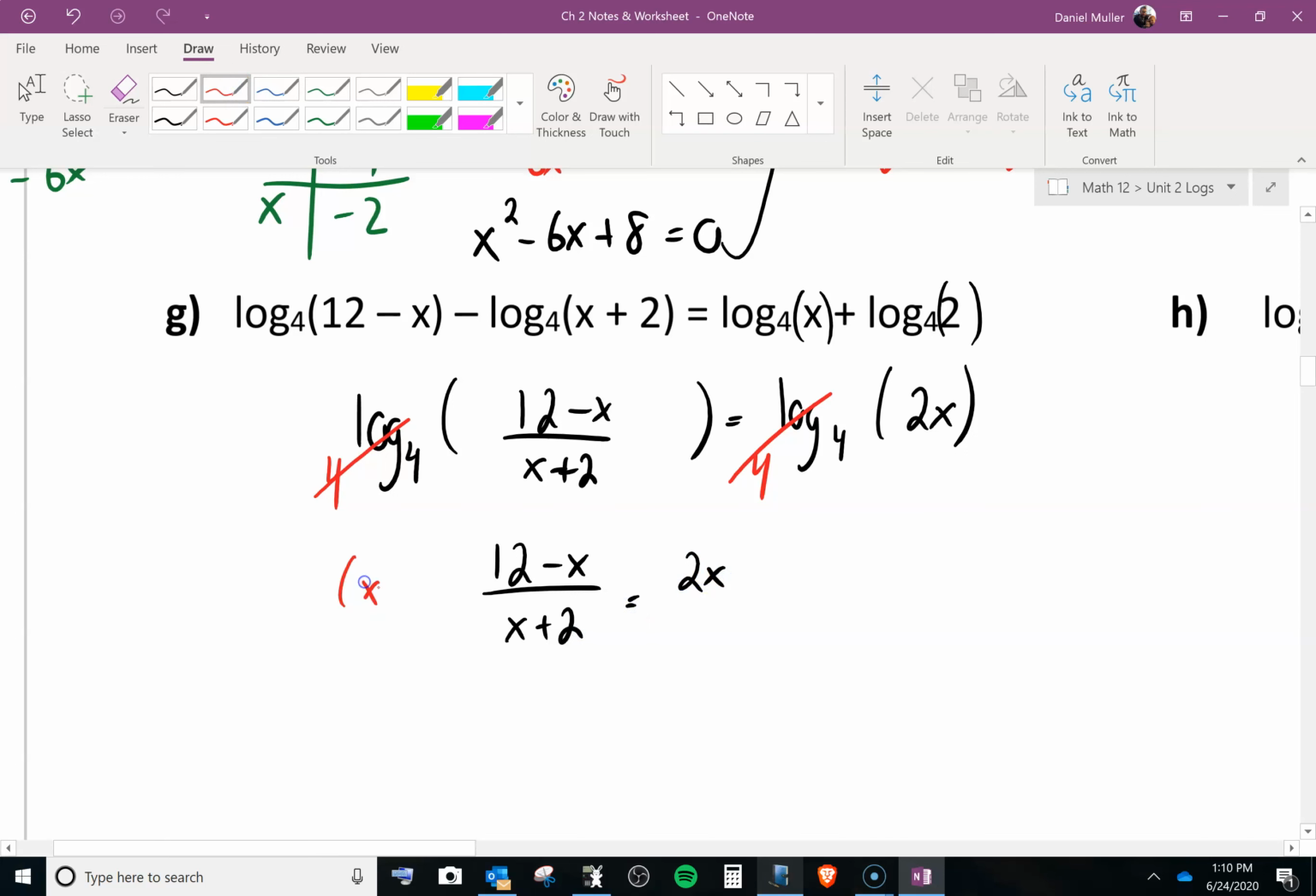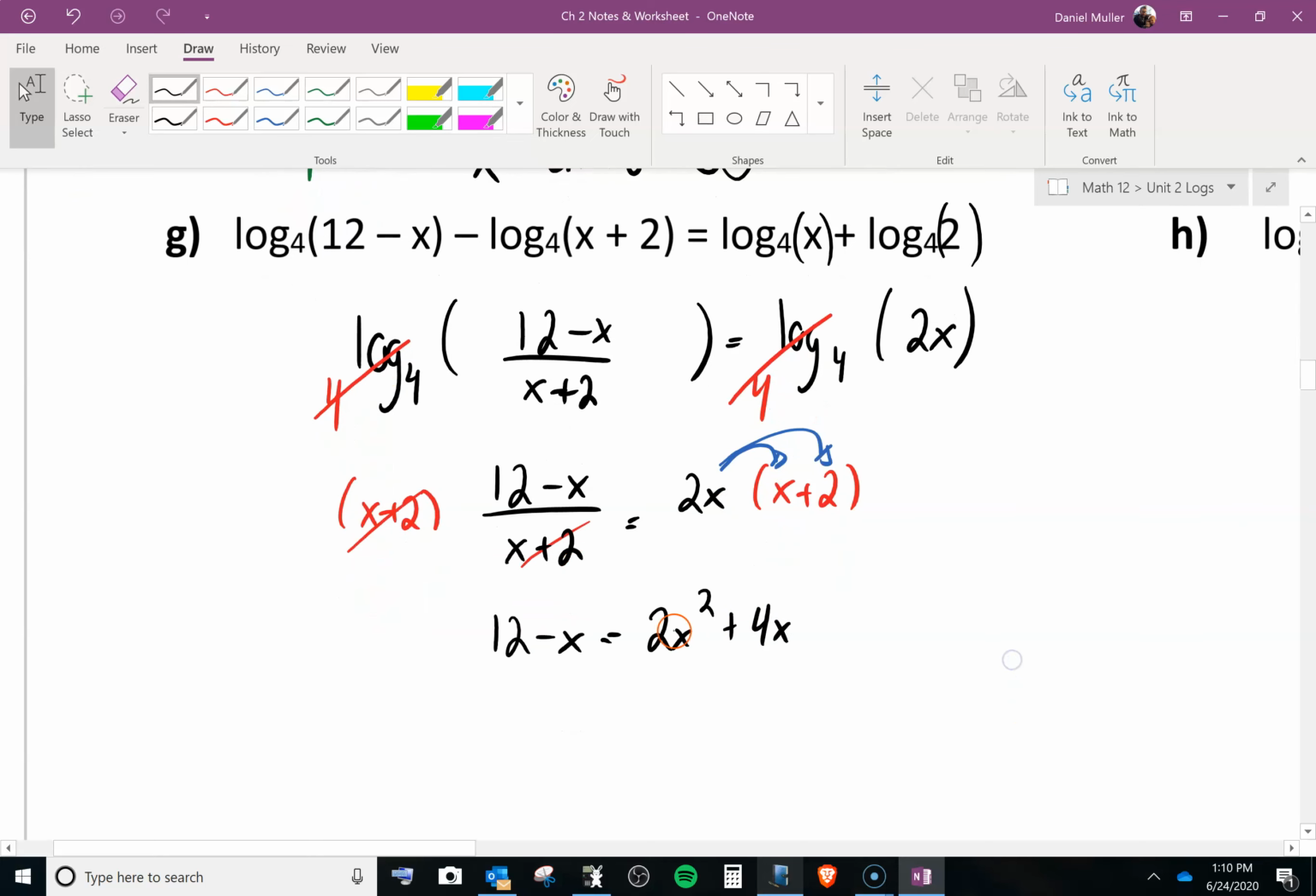Okay, so we can multiply this side by x plus 2 and multiply this side by x plus 2. So I have 12 minus x is equal to, what is this? 2x squared plus 4x. Now I'm going to keep the x squared there, so I'll move over the 12 by subtracting it and move over the x by adding it.